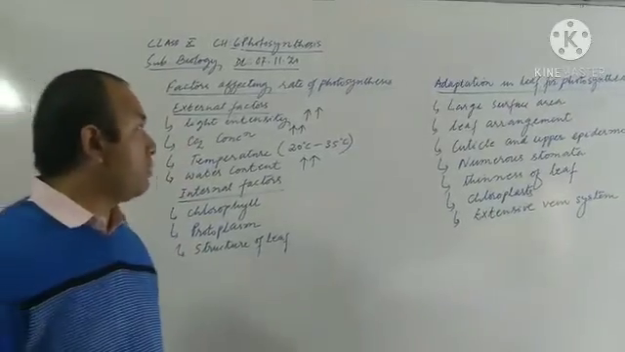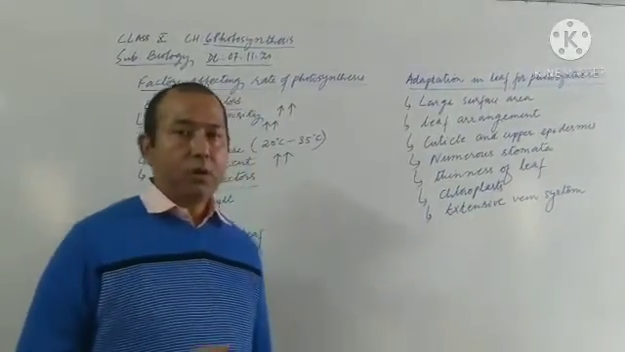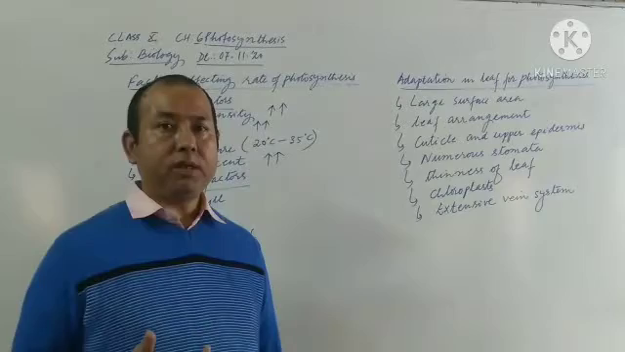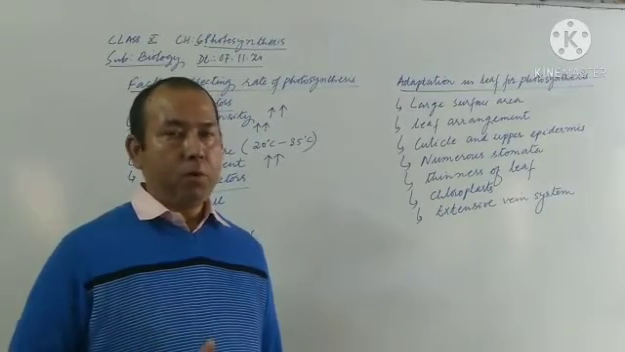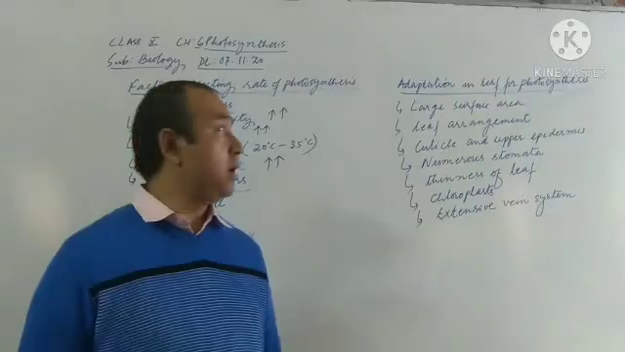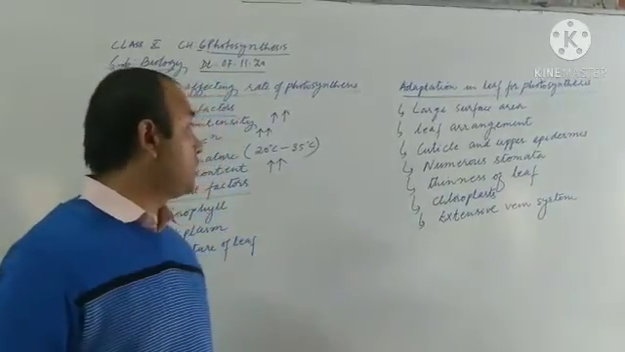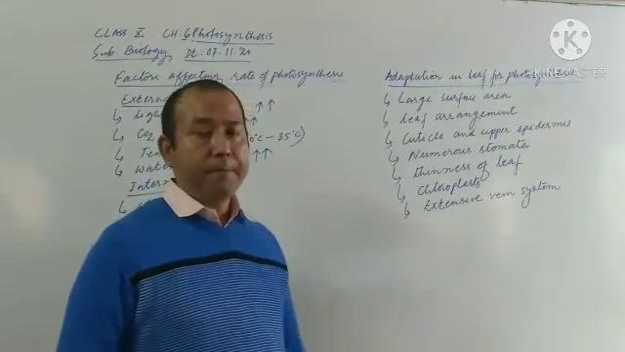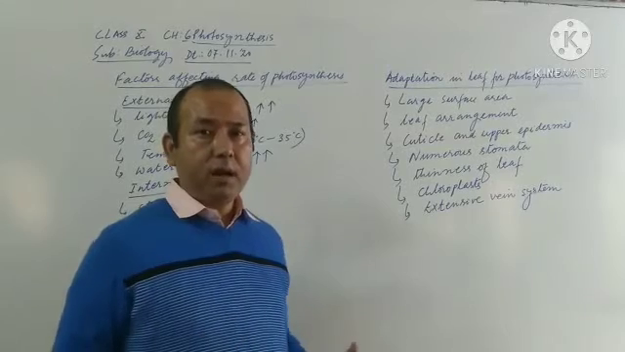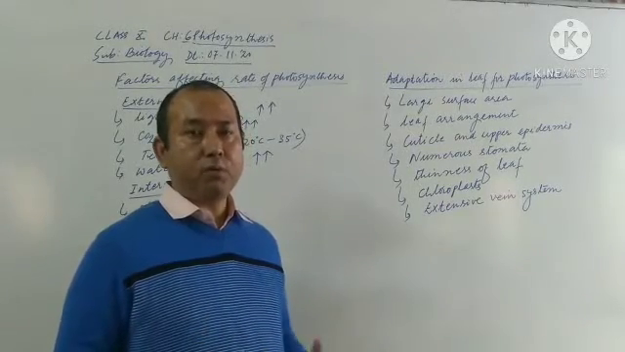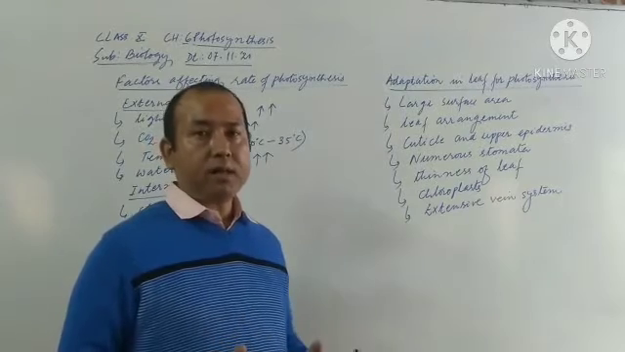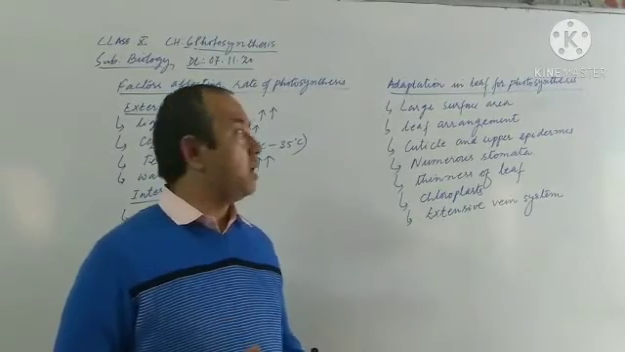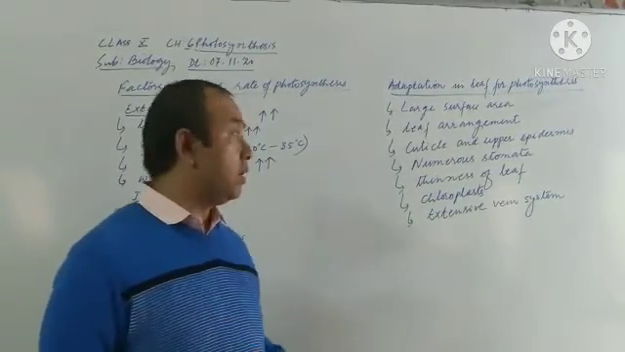Then comes the next topic, that is adaptations of leaf for photosynthesis. To carry out photosynthesis, plants have modified themselves in such a manner that they become more suited to carry out the process. Those adaptations are, first, large surface area. The plants usually bear a large surface area in order to trap a large amount of solar energy. If the leaf has a large surface area, it favors photosynthesis.